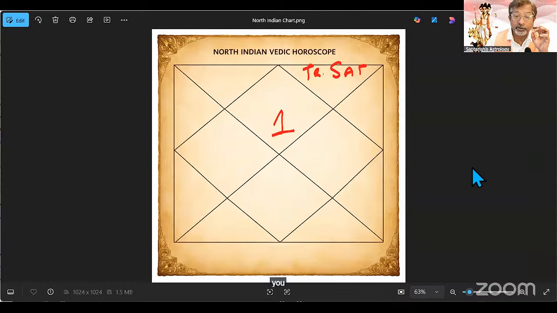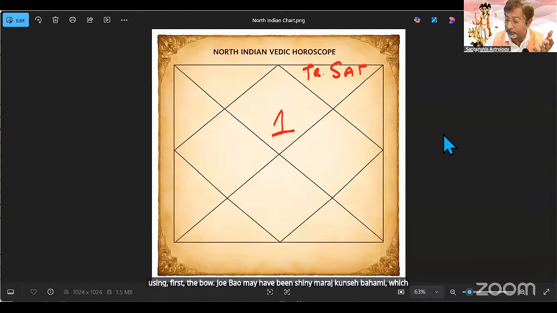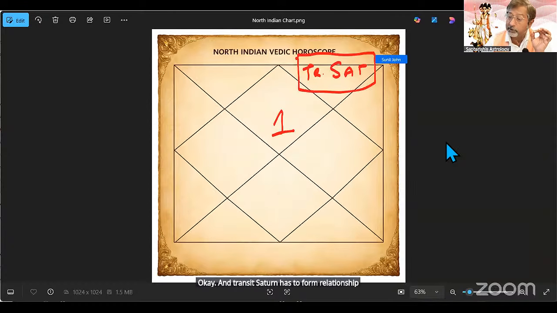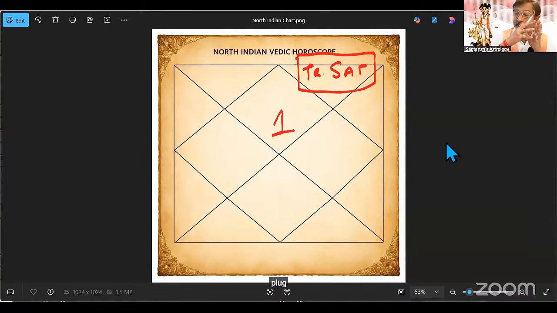You're going to start using first the bhava, the house. Which house is Saturn, Shani Maharaj, sitting in? It is sitting in the 12th house. In your natal chart, if Saturn is ill placed, and transit Saturn has to form a relationship with natal Saturn. Correct, everybody?